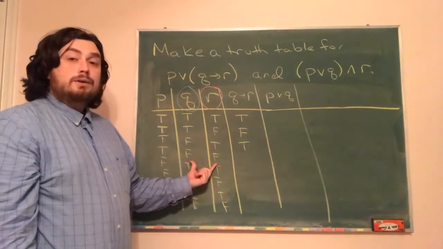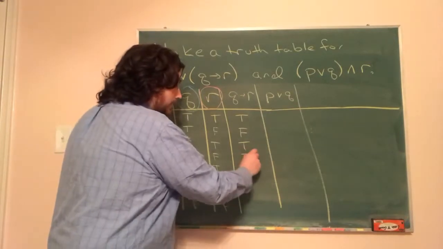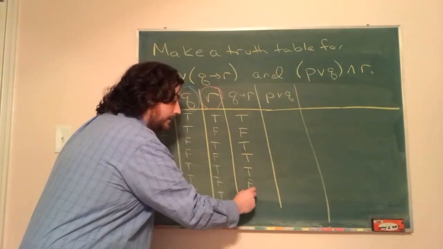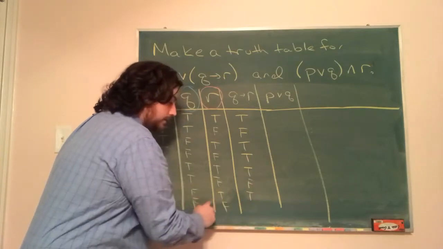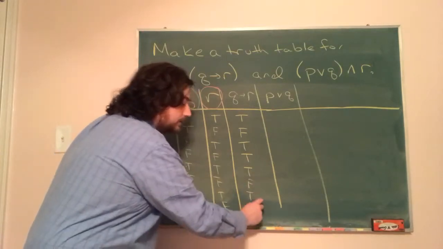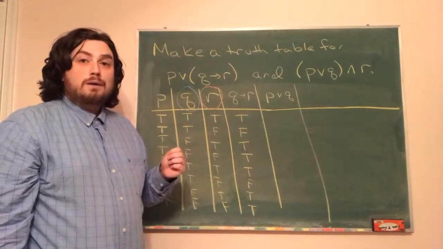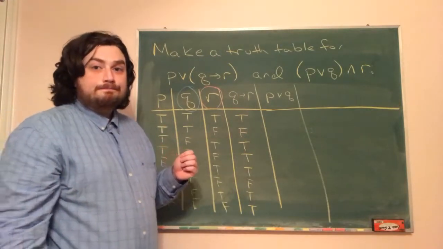Again, if false then false is also true, and then if true then true is true, if true then false is false, if false then true is true, and if false then false is true. And so we've constructed this column for our truth table.